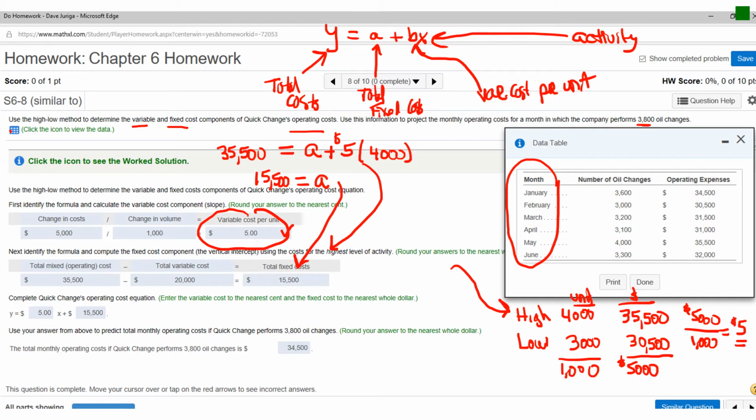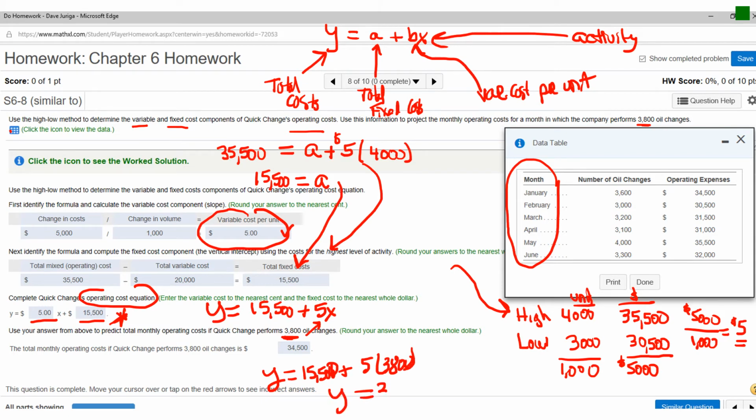Now that you've got that, you can put this into your equation. That's what this equation is right here. Notice it's going to be Y equals, okay, and you've got 15,500 as your total fixed cost plus 5x. Even though they kind of wrote this a little bit differently. They said 5x plus 15,500, which is the same thing. And then the last part of it is you just have to plug in 3,800 into x. So you'd have Y is equal to 15,500 plus 5 times 3,800, and then that's going to give you a predicted cost of 34,500.